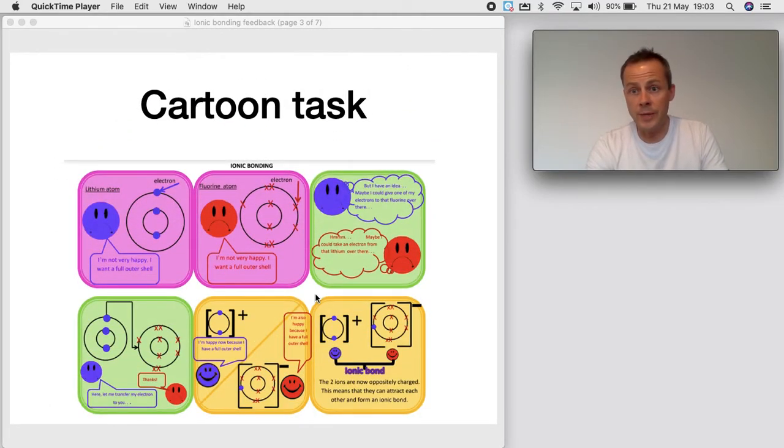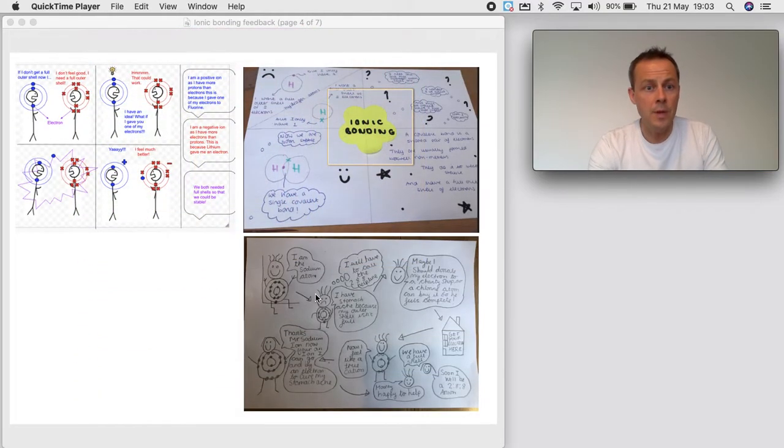First of all, the cartoon task. Some of you chose to do this. I was really impressed with how you got on with this. The idea was to try and show in a slightly different way what happens when a metal loses an electron and a non-metal gains an electron or more than one electron, leaving a positive ion and a negative ion, and those ions are then attracted together. Range of work here which was really impressive.